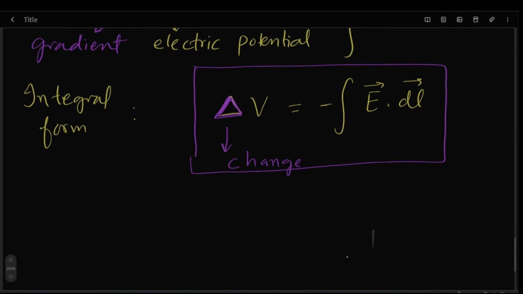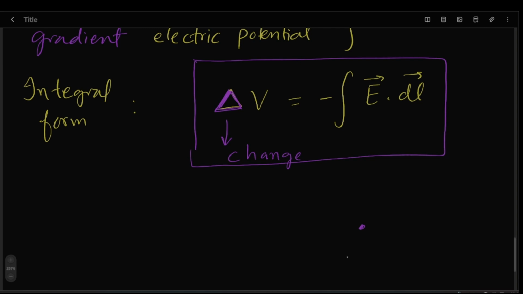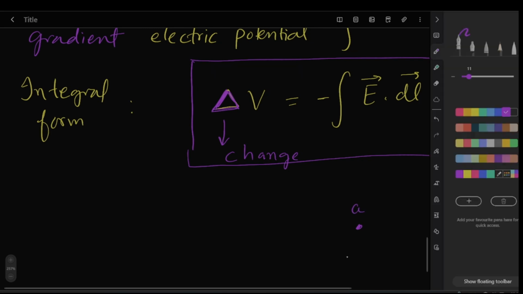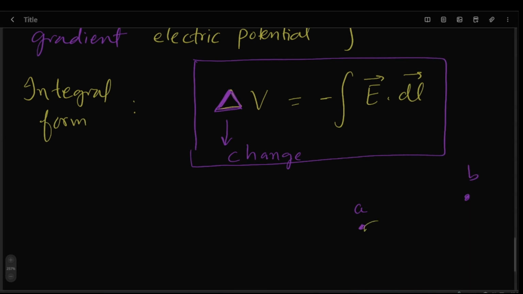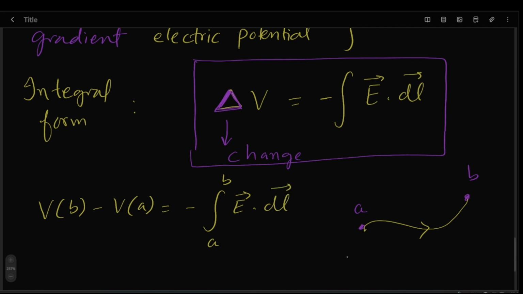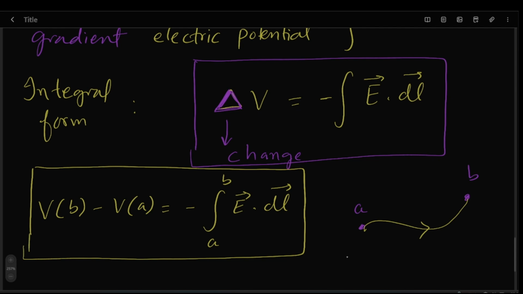In other words, if we have two points, suppose point A and point B, and we choose some path connecting A and B, then we can write that the change in the potential, that is VB minus VA, equals minus integral A to B E dot dl. So from this we can get the change in the electric potential function.